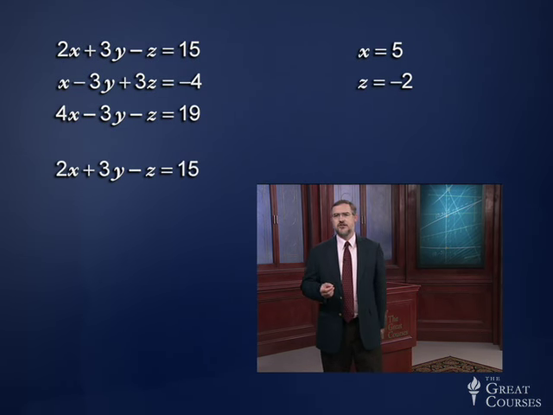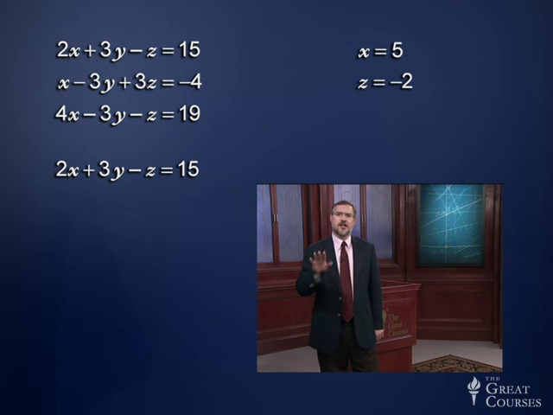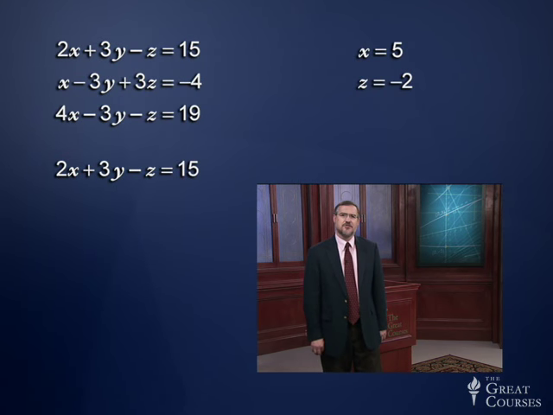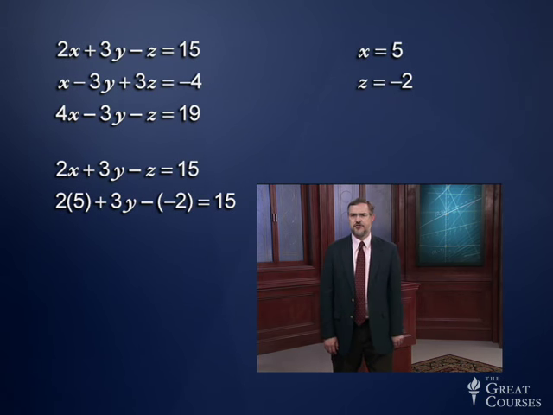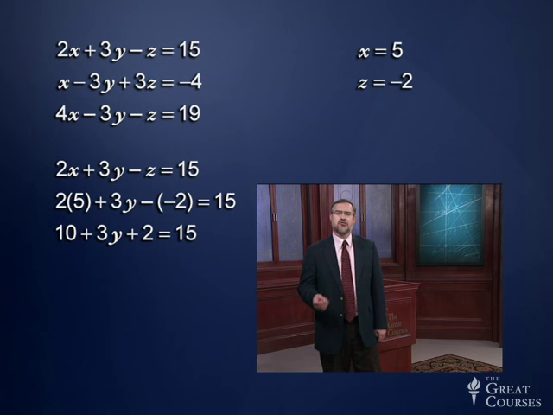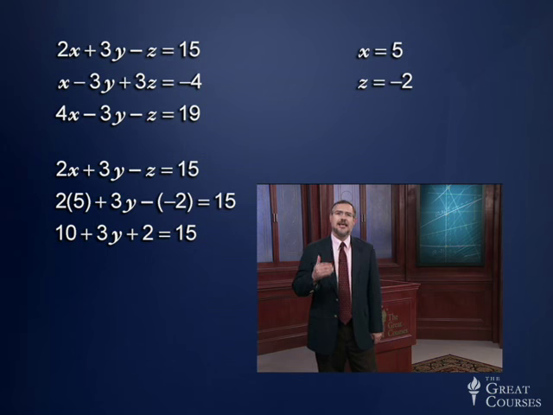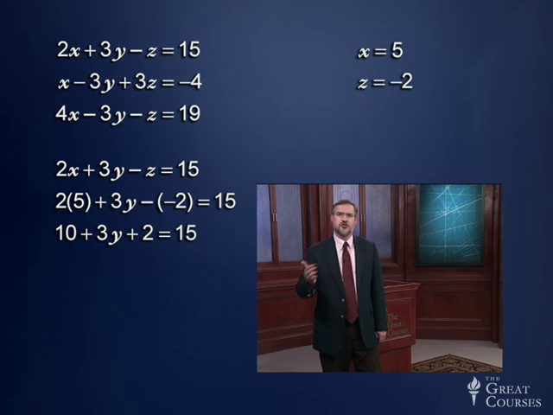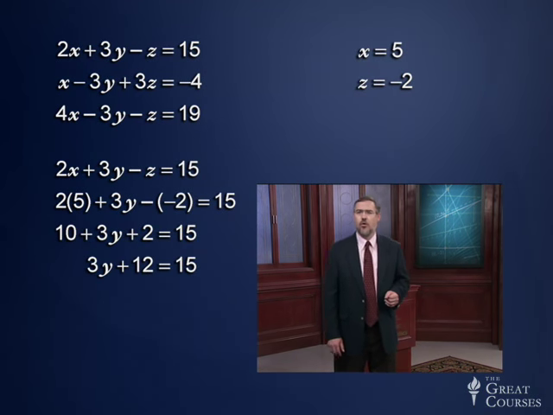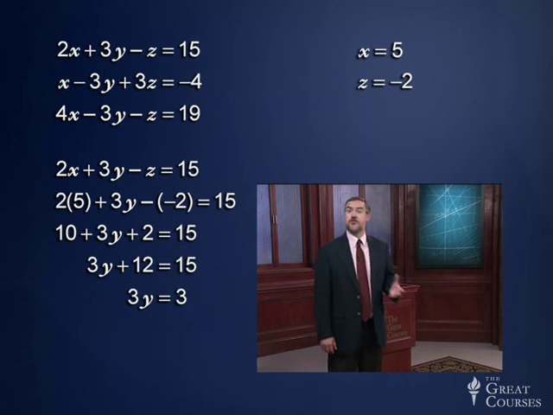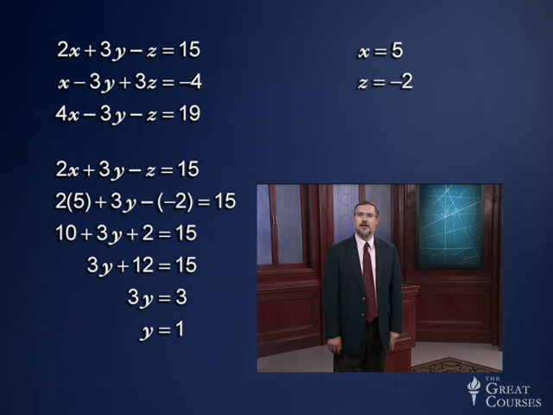We started with 2x plus 3y minus z equals 15. We're plugging in 5 for x and negative 2 for z, and that gives me 2 times 5 plus 3y minus a negative 2 equals 15. Or 10 plus 3y plus 2, negative times negative 2 is positive 2, equals 15. So I have 10 plus 3y plus 2 equals 15. Adding the 10 and the 2 gives me 3y plus 12 equals 15, or 3y equals 3. And if I now divide both sides by 3, I'll have y equals 1.